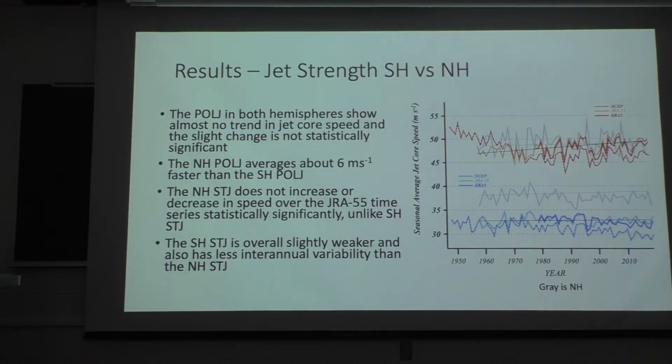The polar jet in both hemispheres shows almost no trend in the jet core speed, and any slight change that is seen is not statistically significant. The Northern Hemisphere polar jet averages about 6 meters per second faster than the Southern Hemisphere polar jet. The Northern Hemisphere subtropical jet does not increase or decrease in speed over the time series, and that's statistically significant, unlike the Southern Hemisphere subtropical jet. The Southern Hemisphere subtropical jet is overall slightly weaker and has less interannual variability than the Northern Hemisphere subtropical jet.